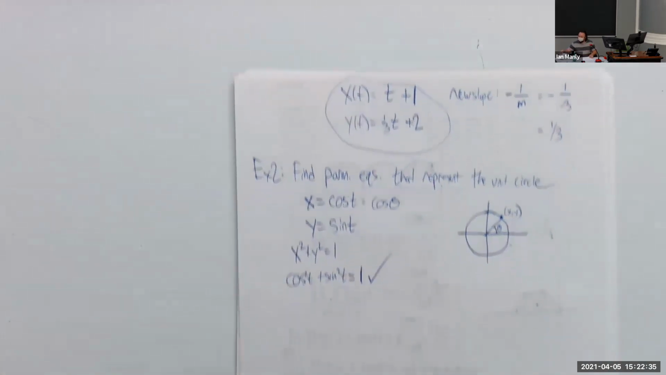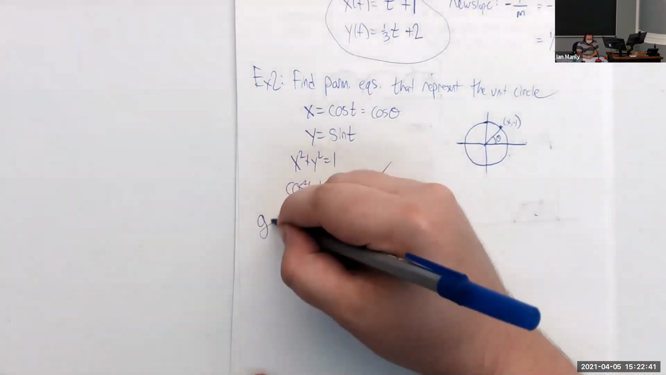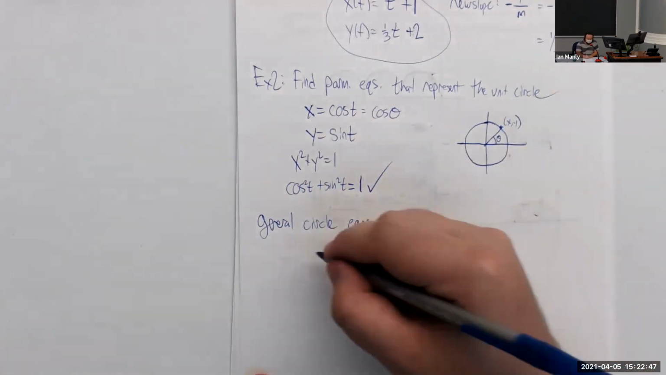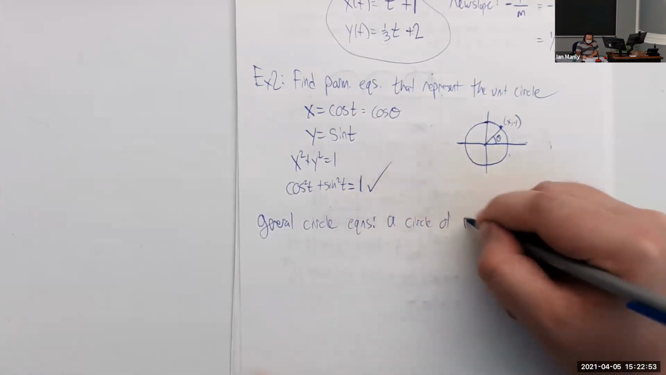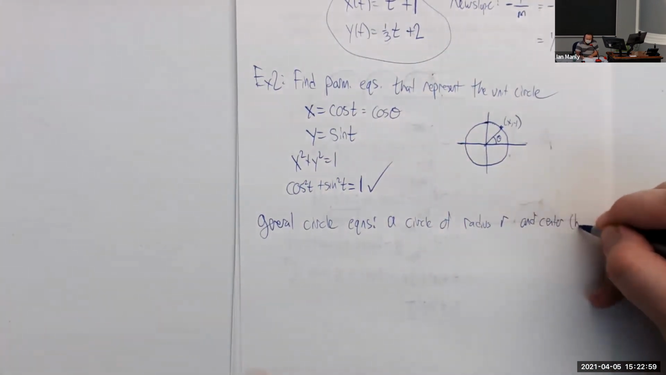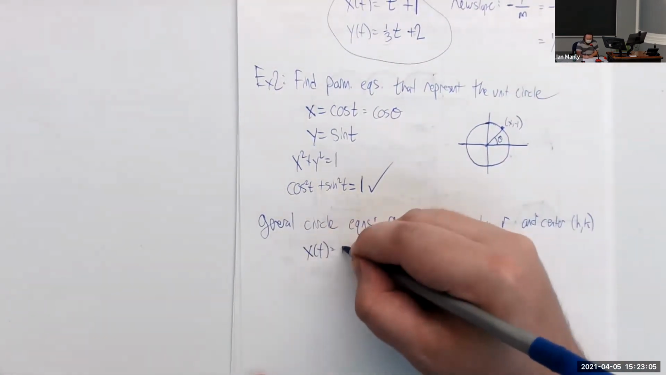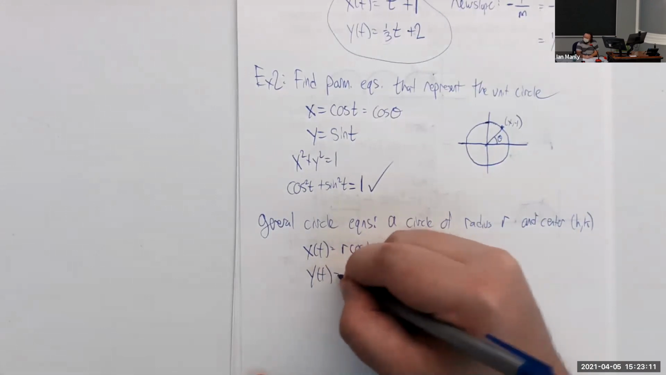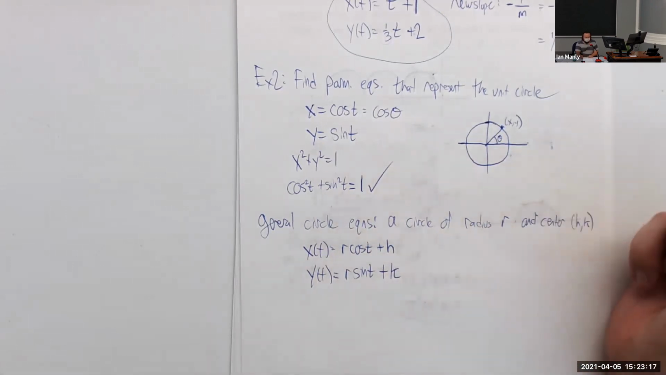Now, what we could do is we could generalize these equations a bit. So kind of like how I gave you the line equations, now I'm going to give you the general circle equations. So for a circle of radius r and center, I think I usually use h and k for that, we're going to have x of t be r cosine of t plus h, and then y of t is going to be r sine of t plus k right here.